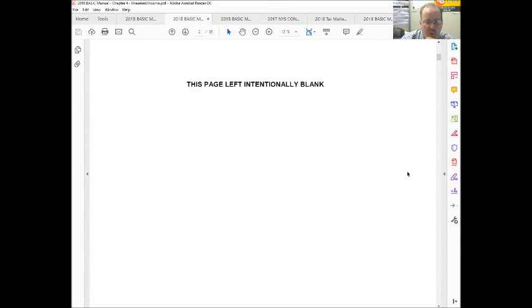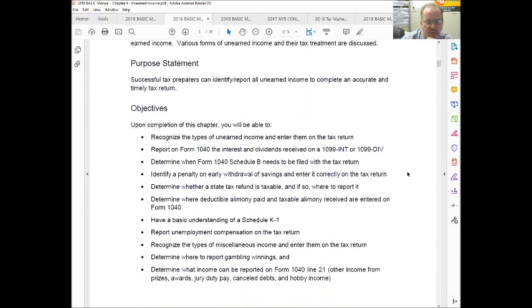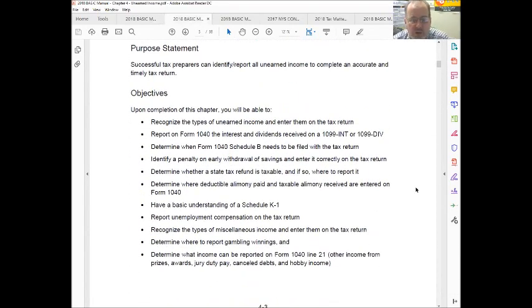Our objectives in this one: we're going to talk about how to recognize the types of unearned income. We're going to talk about the 1099-INT and DIV. Those are interest and dividends. We'll see how they're reported there. I'm going to send out some sheets to you. I have some that I created for my in-class sessions that I'll send to you as PDFs that are other examples of how you might see interest and dividends.